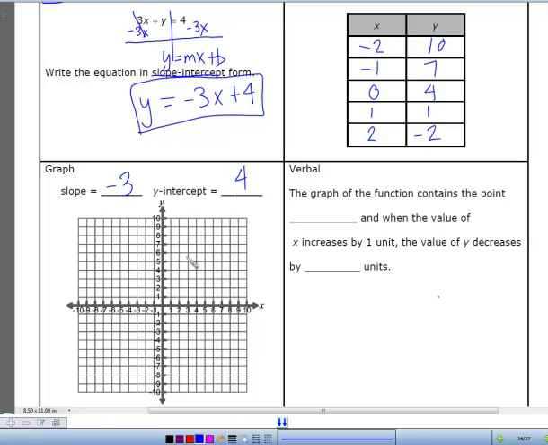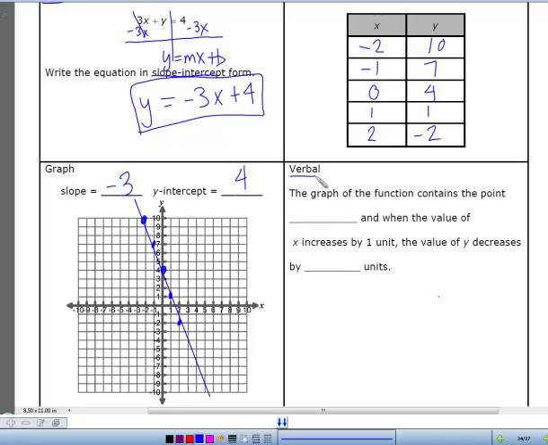Now I'm going to plot these points here. So I have -2, 10, -1, 7, 0, 4, 1, 1, and 2, -2. And then I'm going to connect my dots. About like that.